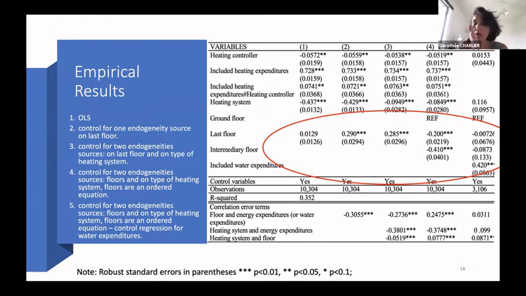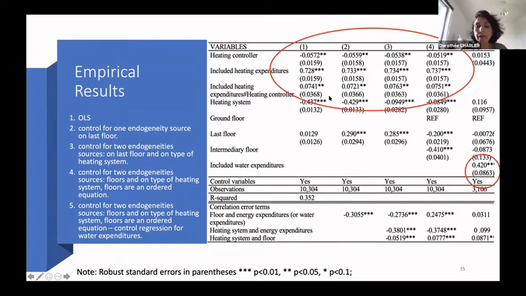If you take a look at the fifth column, we compare our results about floors on energy expenditures and on water expenditures, and we do not have an impact of the floor on water expenditures. So it confirms the existence of vertical losses.